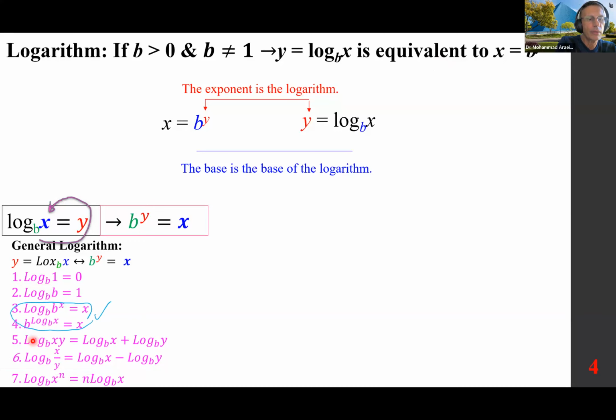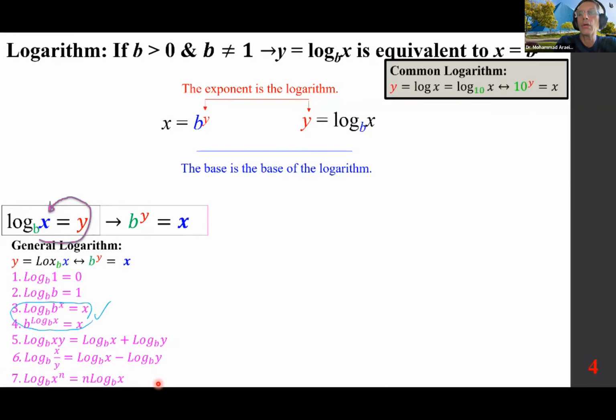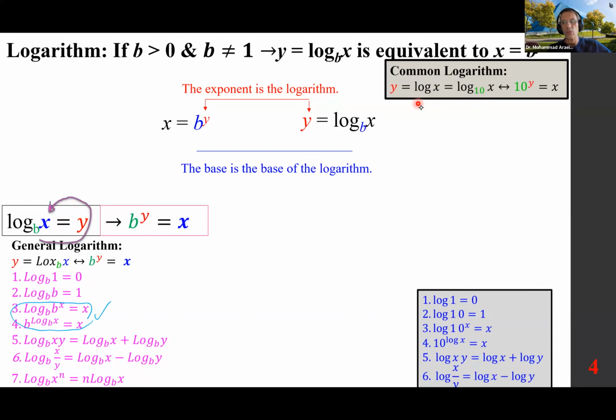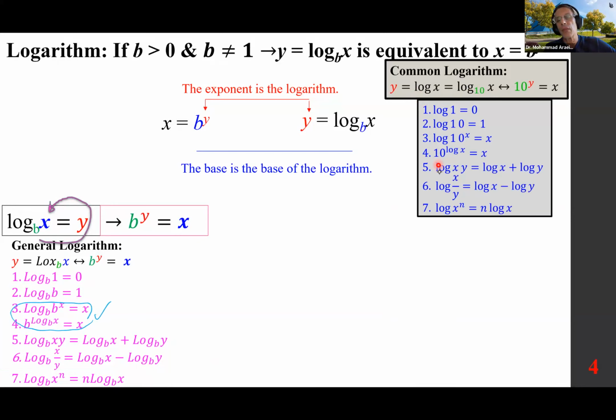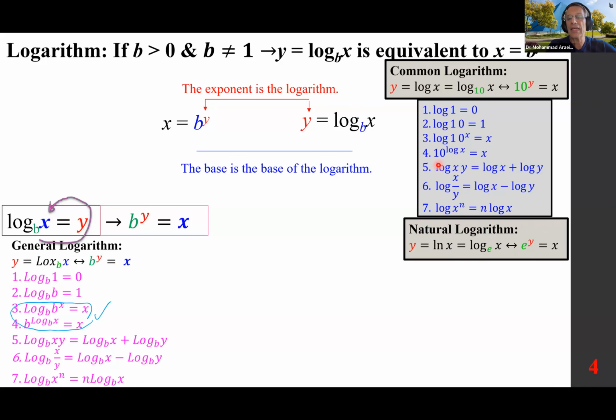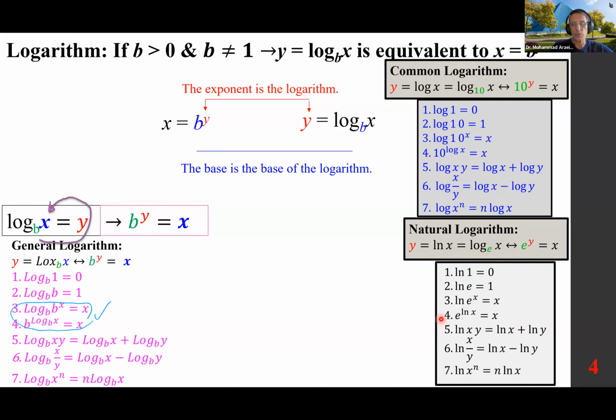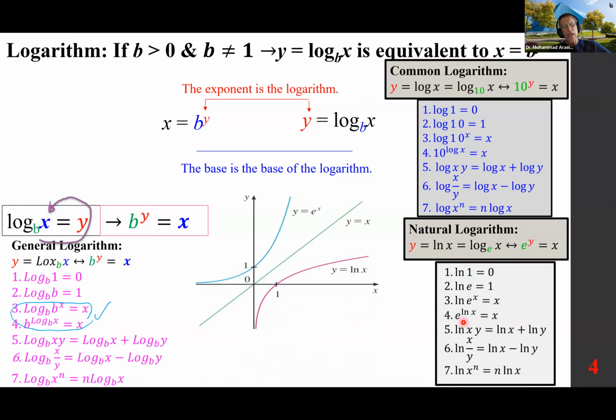And this is the product rule, quotient rule, power rule. We can go to common log, in which case the base is 10, and we write log without the base. That means common log. So we can see the properties of logs in that case. When we write ln instead of log, that means the base is e. We can see those properties. And if we graph y equals e to the power of x and y equals ln x, they are inverse functions. Therefore, they are symmetric with respect to the line y equals x.